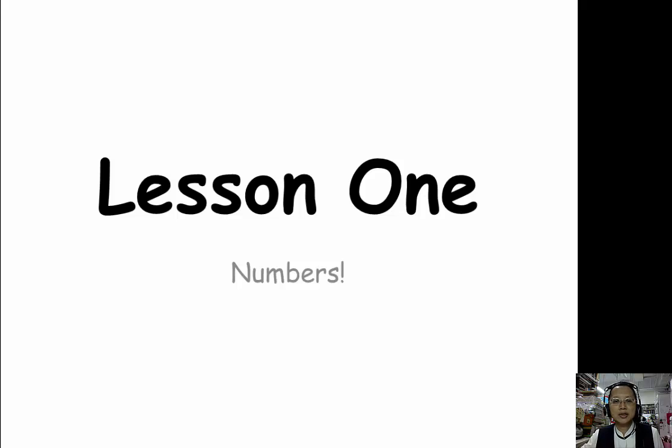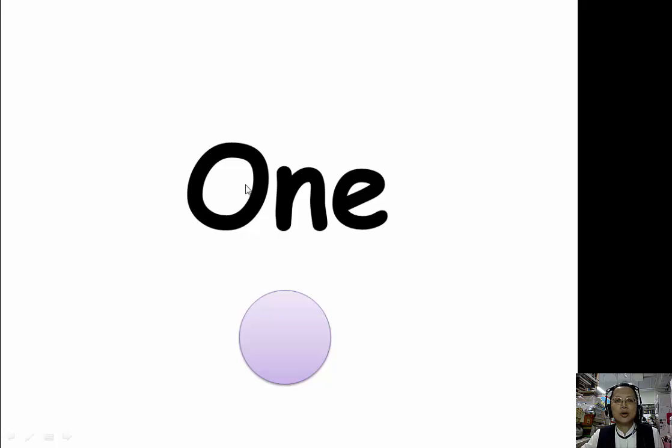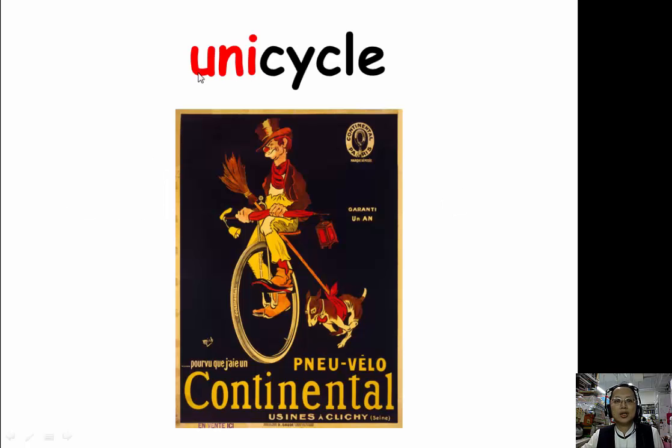Lesson 1. It is about numbers. How to say numbers in professional prefix. 1. The prefix for 1 is uni, U-N-I, and mono, M-O-N-O. Let us look at a few examples.